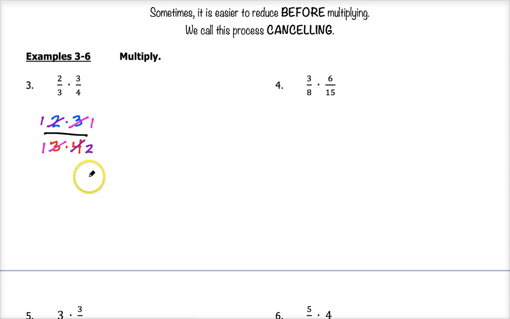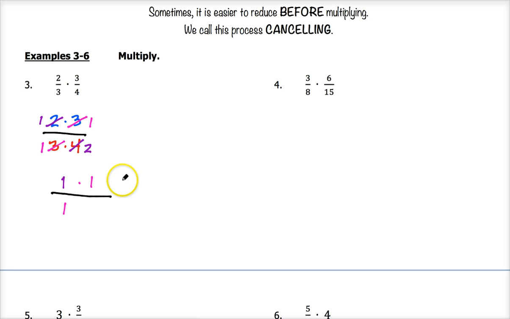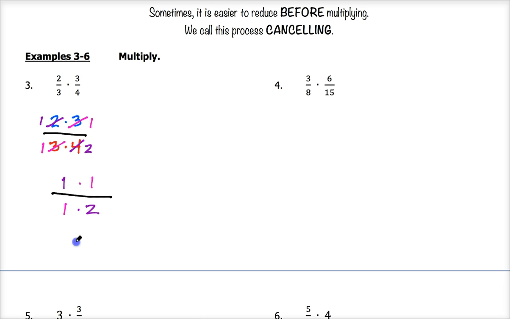So look what I'm left with. Instead of 2 times 3 over 3 times 4, I'm left with 1 times 1 in my numerator, and 1 times 2 in my denominator. It just makes my numbers a little bit smaller or easier to multiply. 1 times 1 is 1, and then in my denominator 1 times 2 is 2, so this becomes the fraction 1/2.